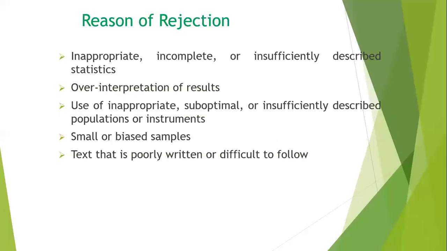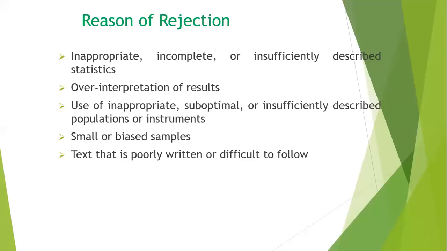Now, what could be the possible reasons for rejection of articles by journals? Some of the common reasons are that improper, incomplete, or insufficiently described statistics or data is there. Sometimes the amount of analysis needed to convince or to prove a particular point is not there, and due to the lack of proper analysis, the paper may be rejected.